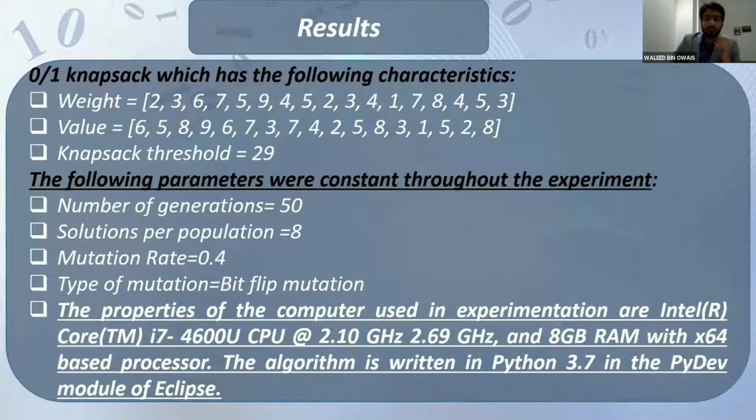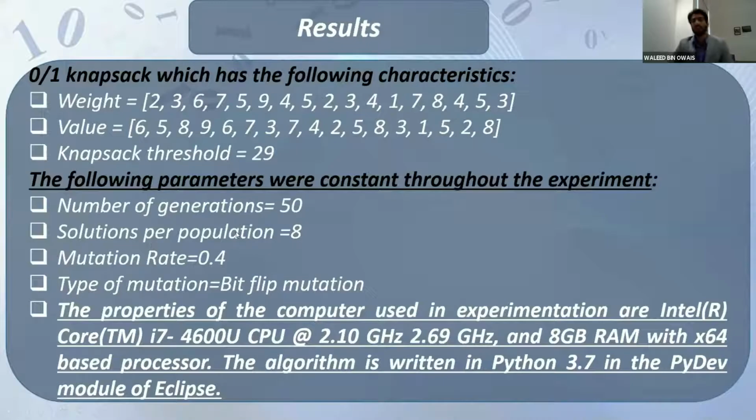And in the testing environment that we had, these parameters were kept constant. That is the number of generations. That means that your algorithm will terminate when the number of generations reaches 50. We have another parameter, which is known as solutions per population. Remember, the first step in a genetic algorithm is that a random initial population is generated. You need to tell your program how many chromosomes will be in the first generation. So 8 chromosomes will be there.